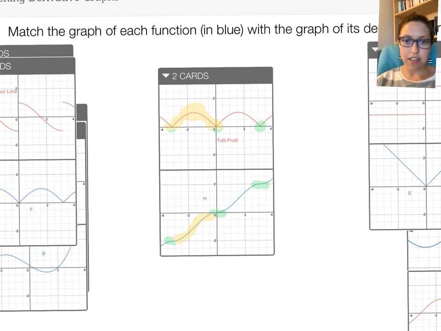Each of these zeros, each of these places that the derivative touches the x-axis, just correspond to places where the graph below flattens out, has a horizontal tangent.